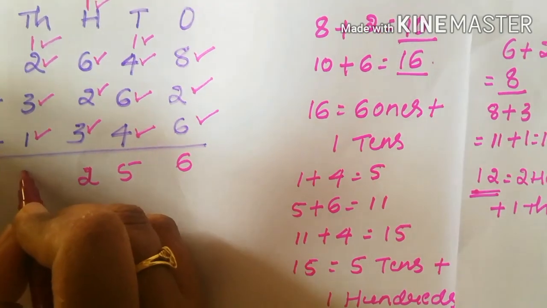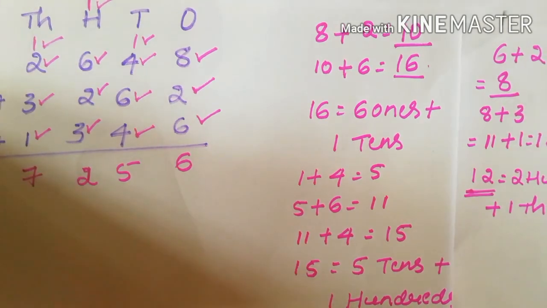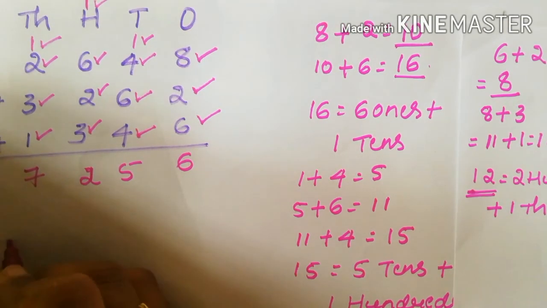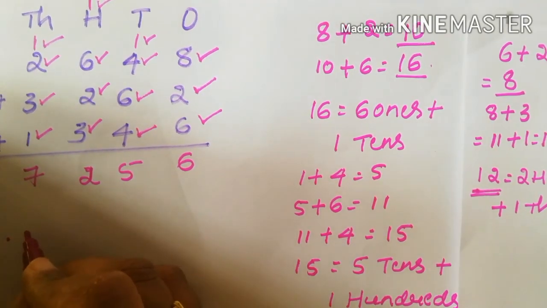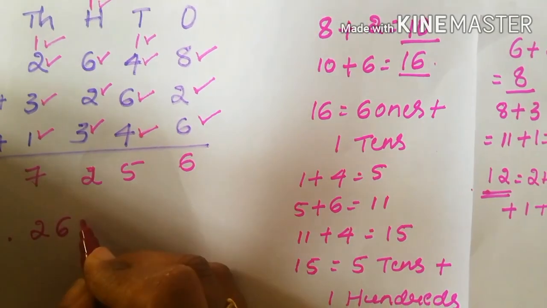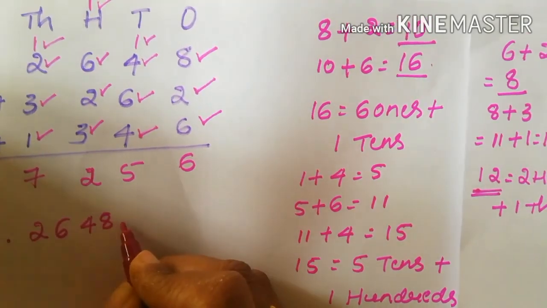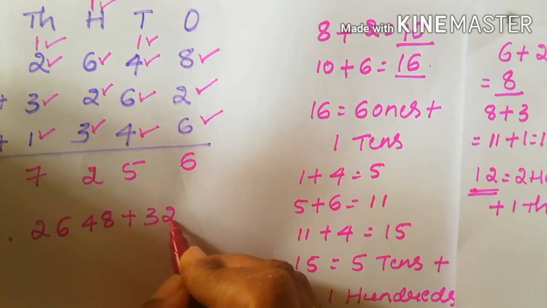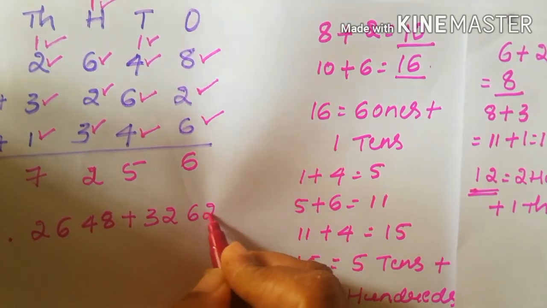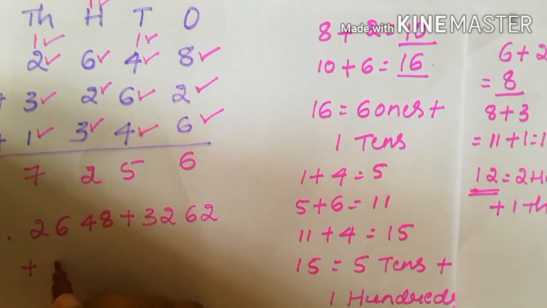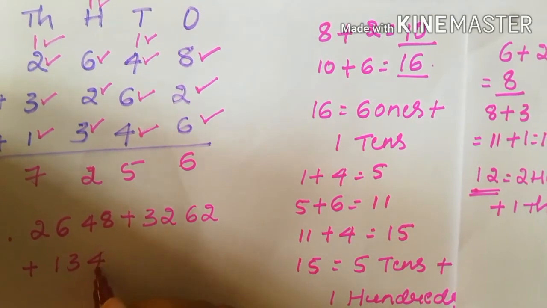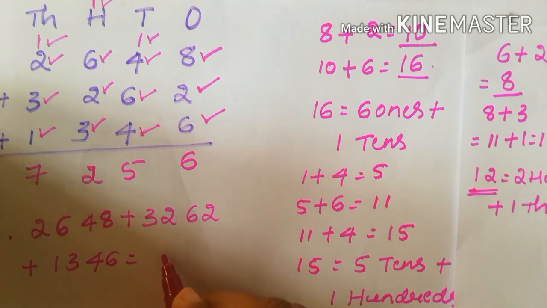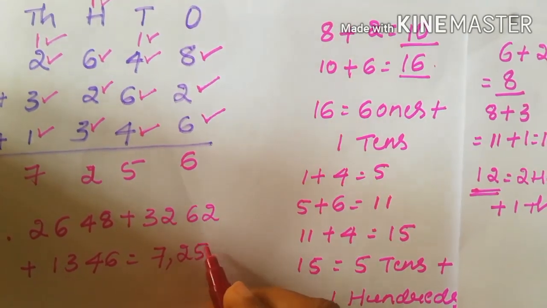Therefore, adding 2648 plus 3262 plus 1346, we get the answer as 7256.